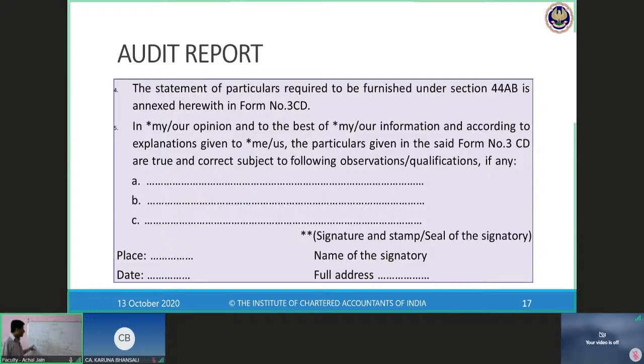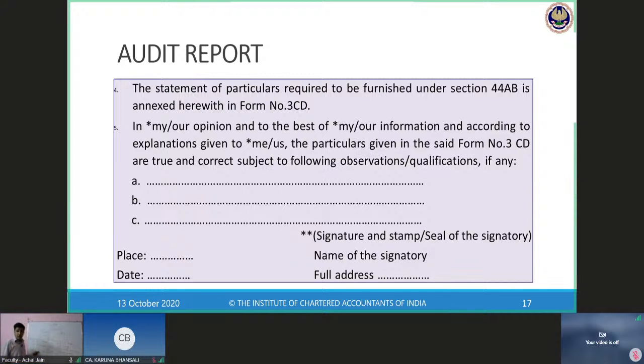Okay. So this point number 2 will now become point number 5. So we can say this is about point 2 of 3CA, that is capturing particulars of Form 3CD.